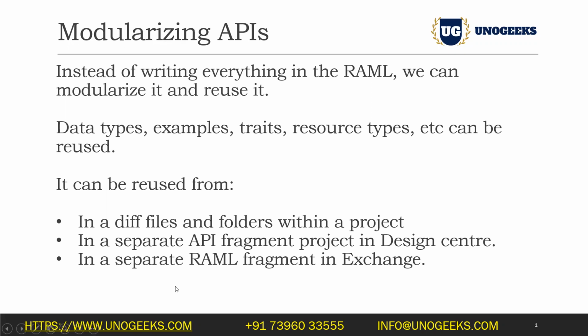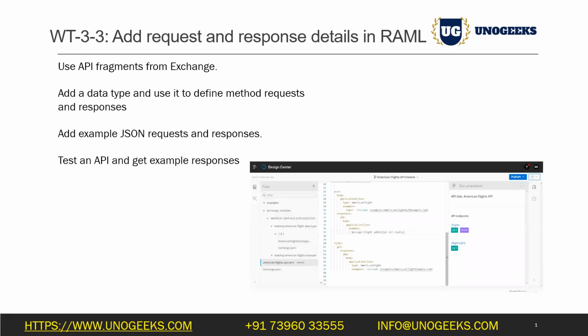Yes. And the third method is a separate RAML fragment in Exchange. So people will just post some RAML files in Exchange, like this example folder which we already saw, like we imported it from Exchange, right? So these three things are called modularizing your APIs. Then we completed this walkthrough where we added request and response details in RAML. So this is completed. We also tested an API get example response. All these things are done.